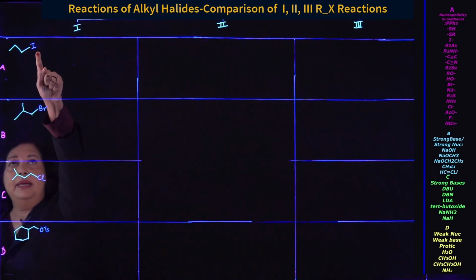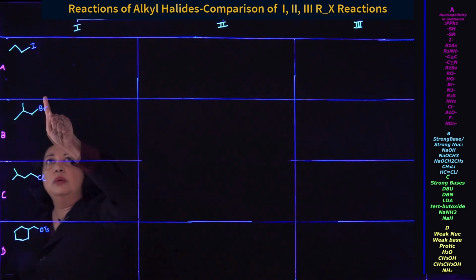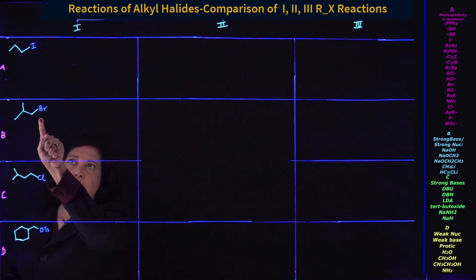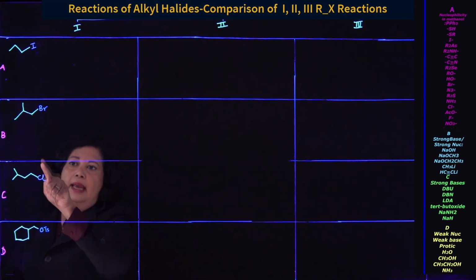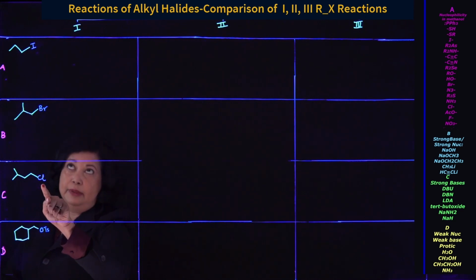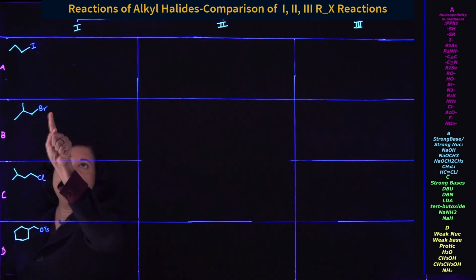So iodide is a better leaving group because the pKa is lower for HI. Then it would be HBr, so Br would be the next best leaving group among the halogens. And then it would be the chloride, so that would be the next best leaving group. So iodide is a better leaving group than bromide.